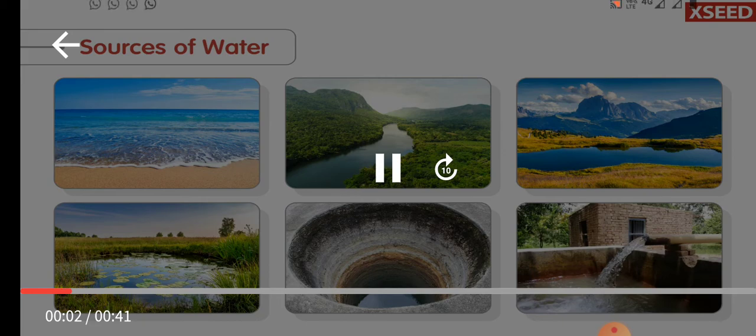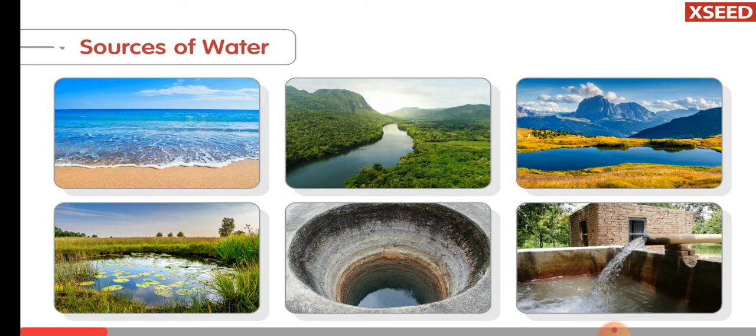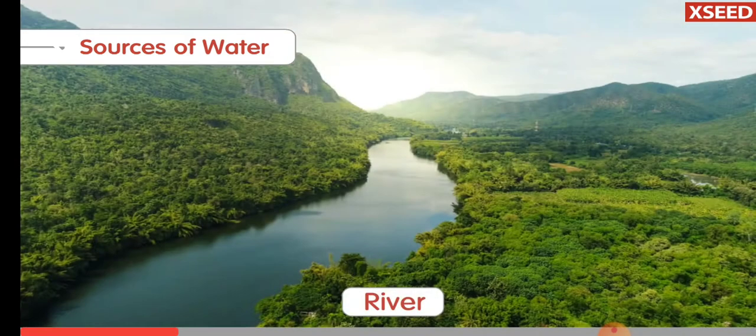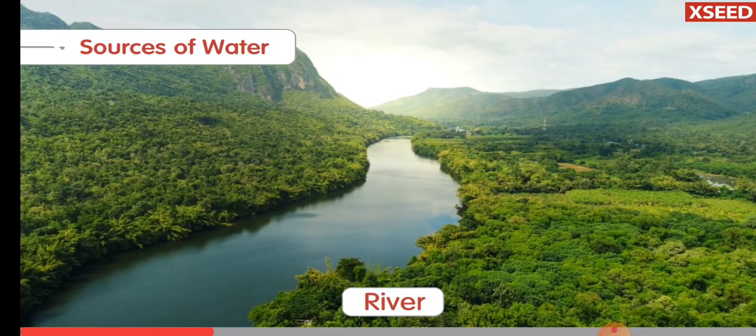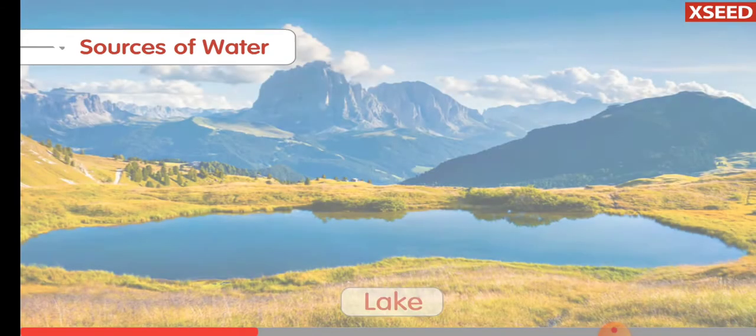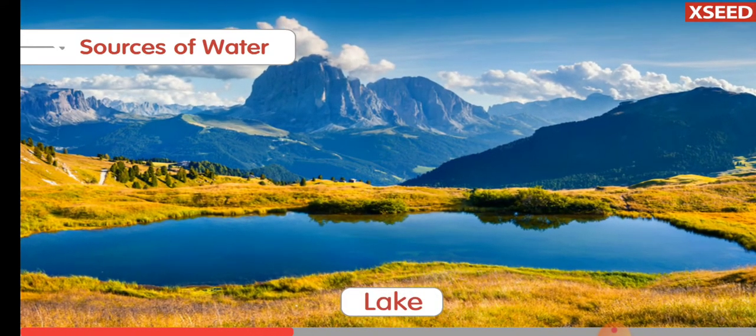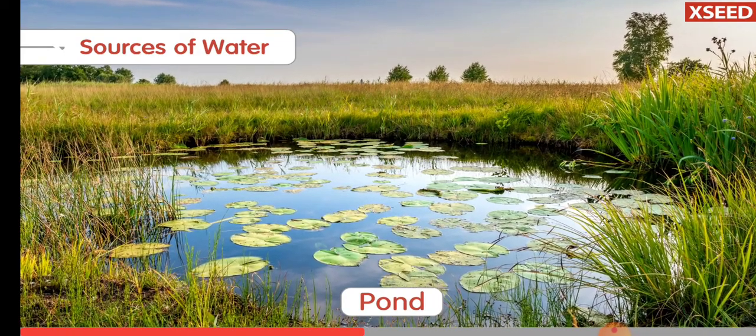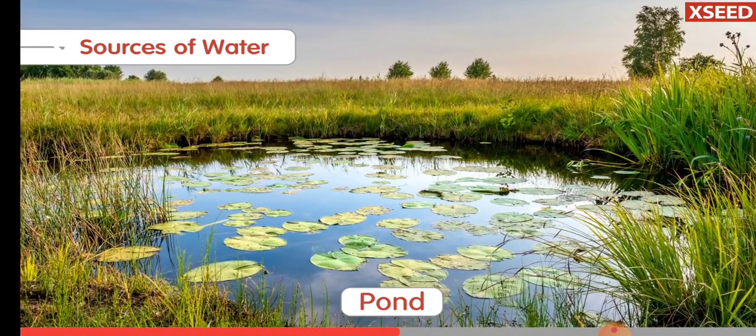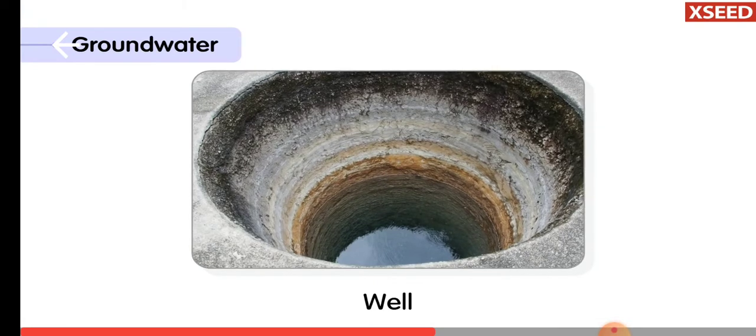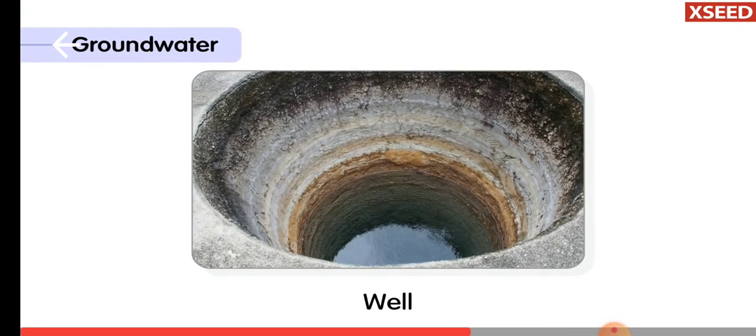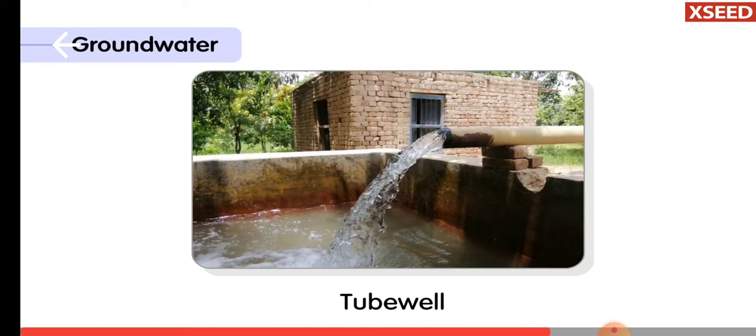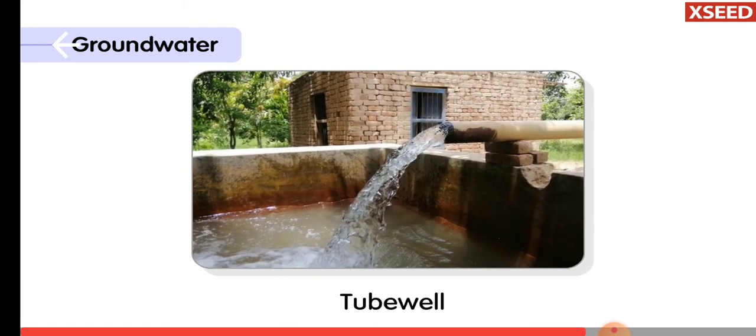There are different sources of water. Seas, rivers, lakes, and ponds are sources of surface water. We dig wells and tube wells to get underground water.